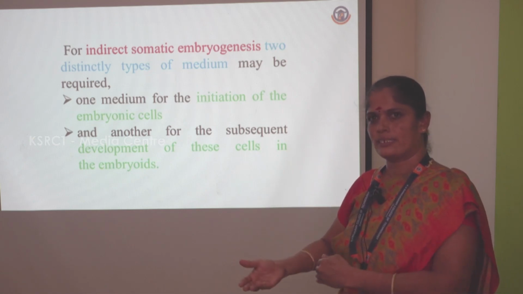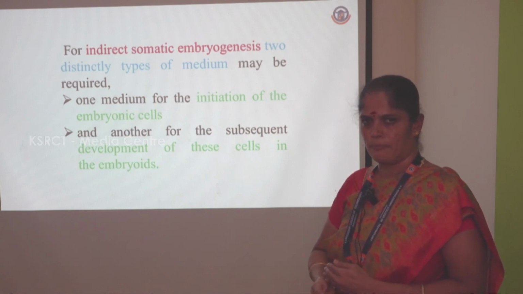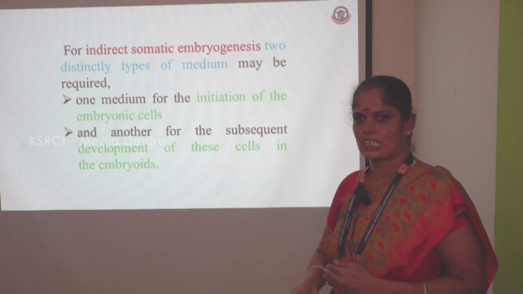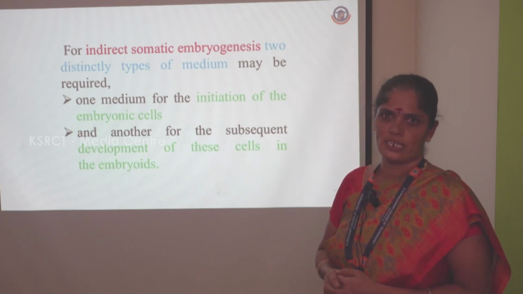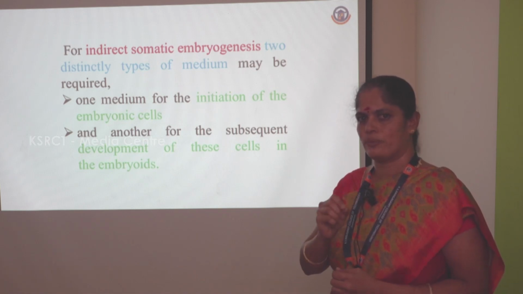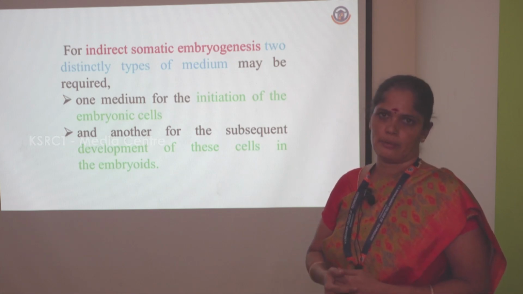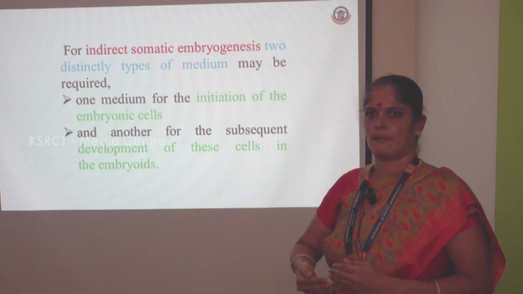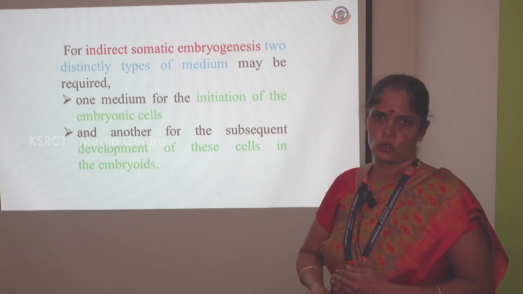Let me define indirect somatic embryogenesis once again. If you obtain the somatic embryos indirectly from the explant via the callus, it is called indirect somatic embryogenesis. This is possible because of the presence of a type of cell called IEDC, which means induced embryogenic determined cells. We induce the explant to produce the somatic embryos by applying suitable growth hormones.